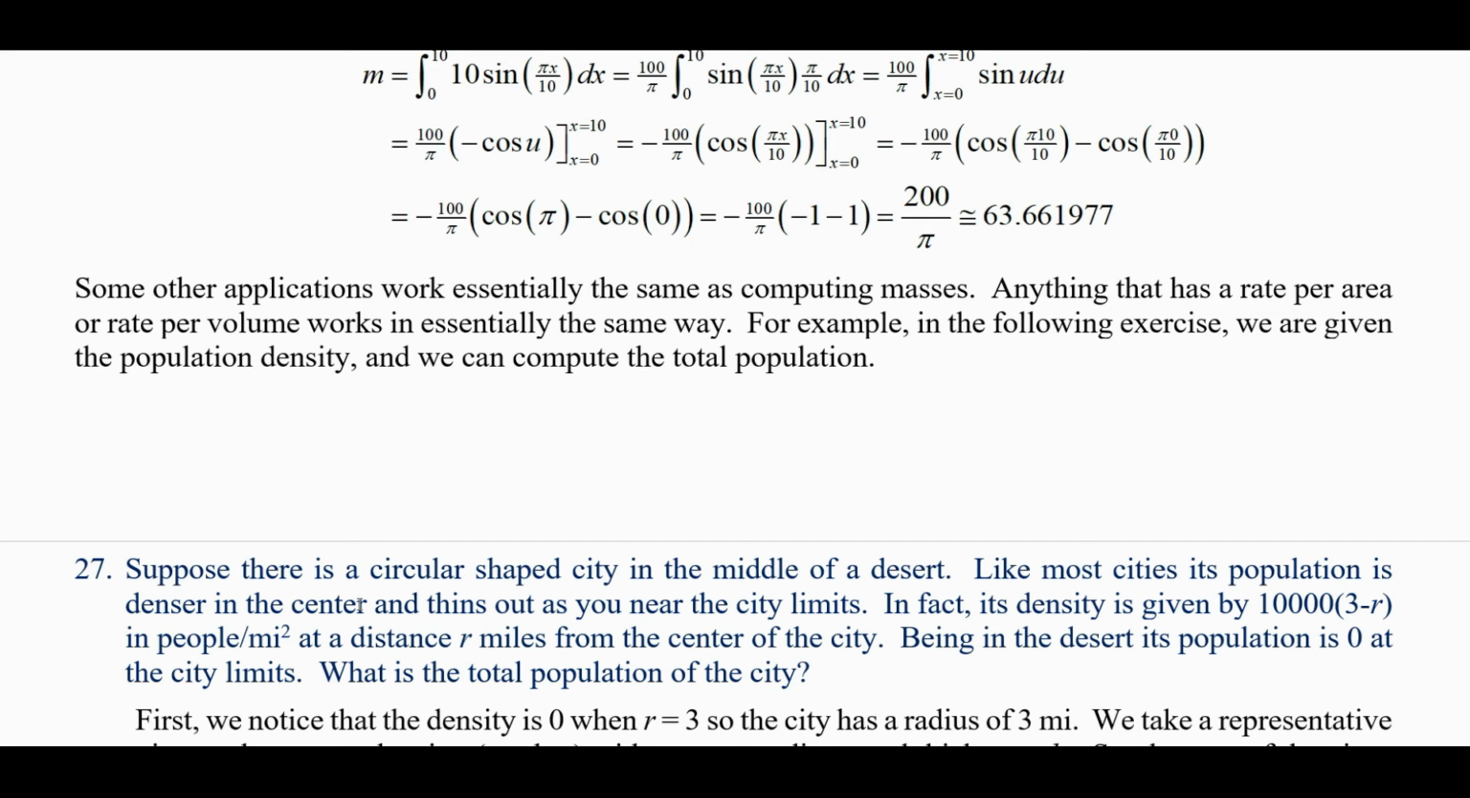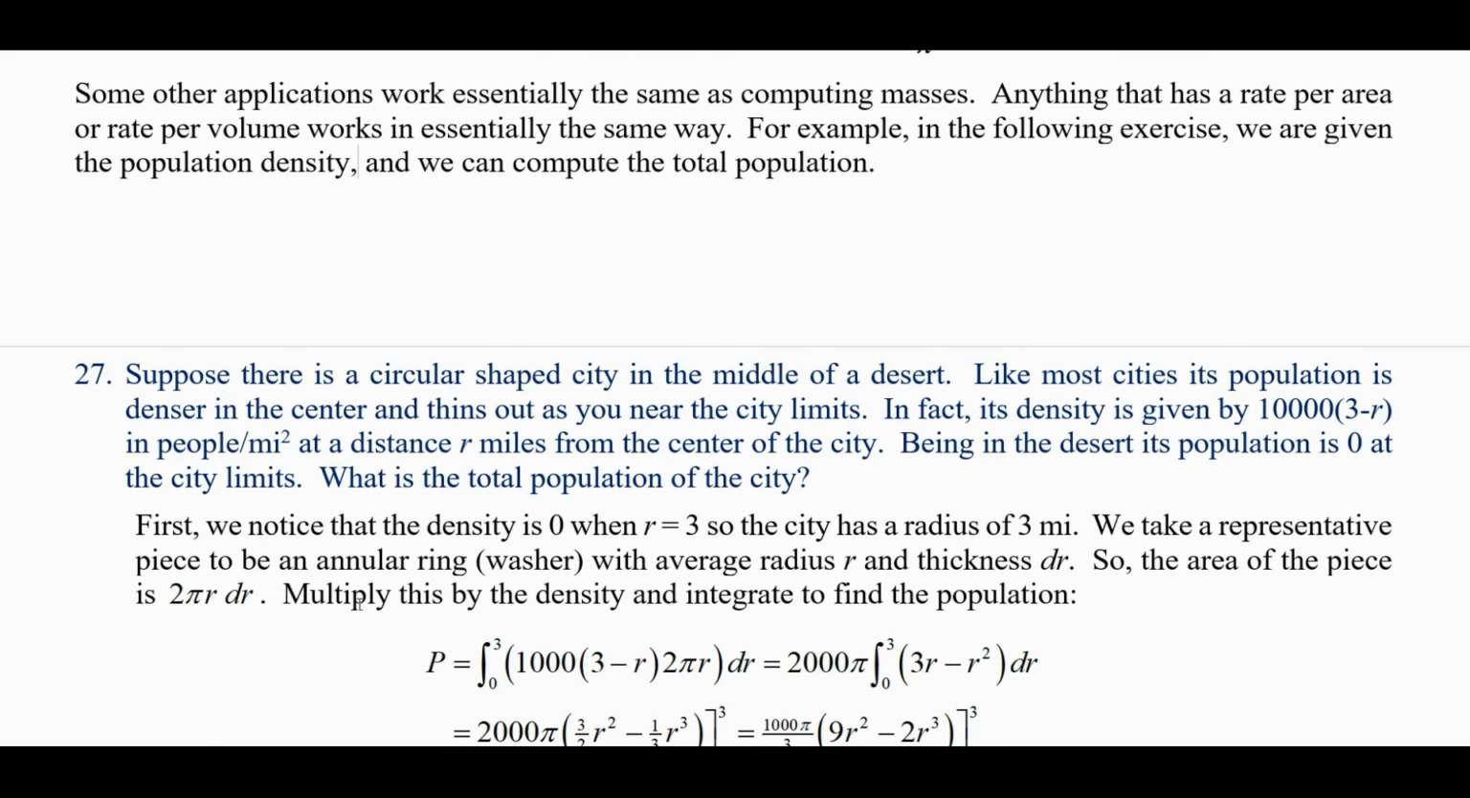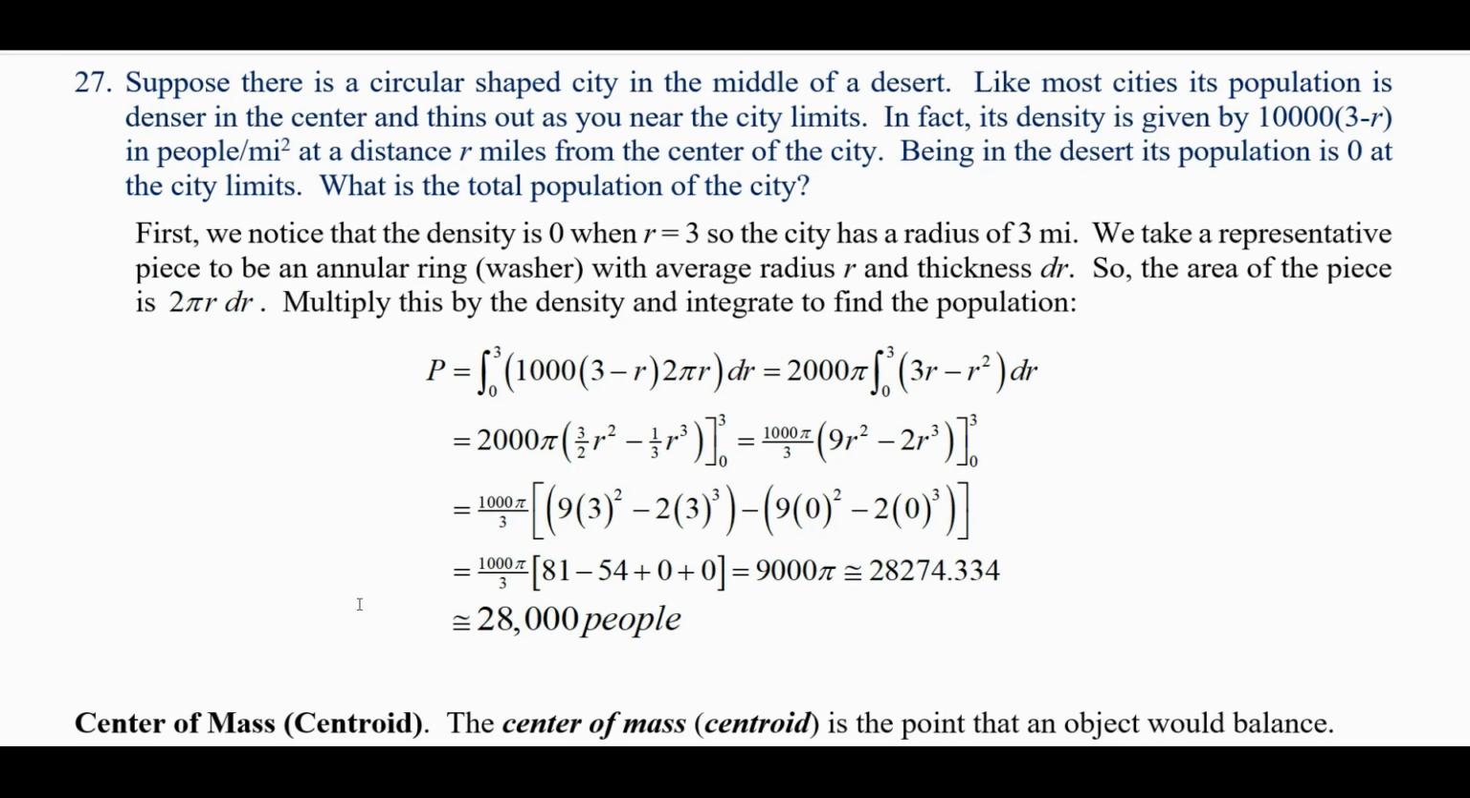Being in the desert, its population is 0 at the city limits, which are 3 miles out. So the density is 0 when r is 3, so the city has a radius of 3 miles. We take a representative piece to be an annular ring, like a washer, with an average radius r and a thickness dr. So the area of the piece is 2 pi r dr.